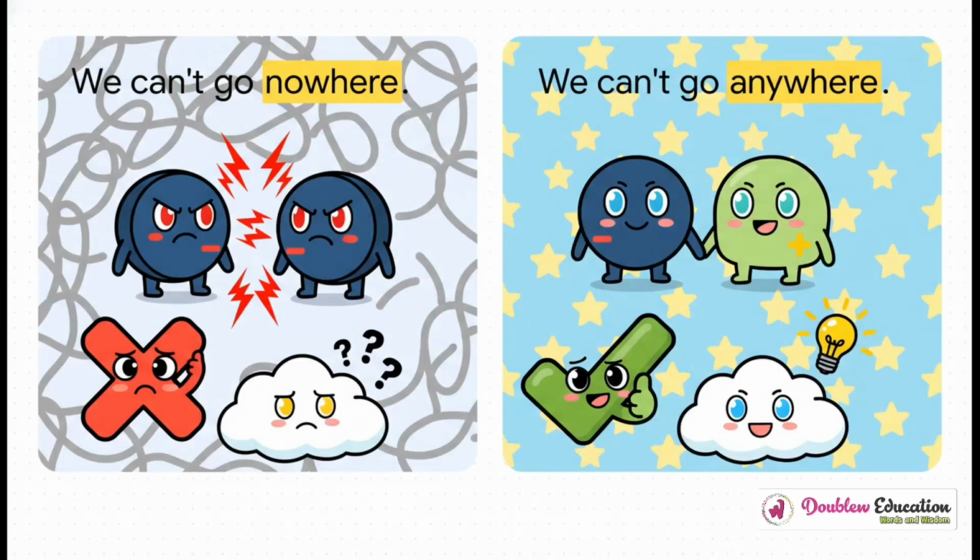So how do we fix this? It's easy. Once you've used your first no word, like can't or isn't, you have to change that second no word to a yes word. So instead of we can't go nowhere, that's the trap, you say we can't go anywhere. Hear the difference? It's so much clearer.